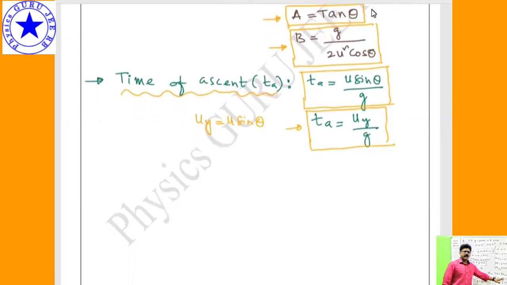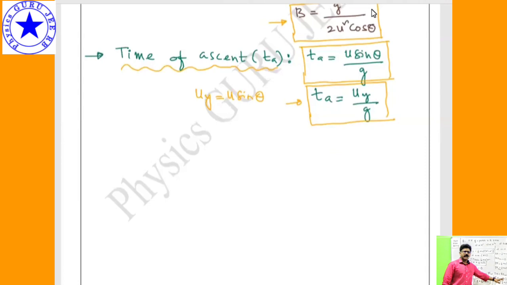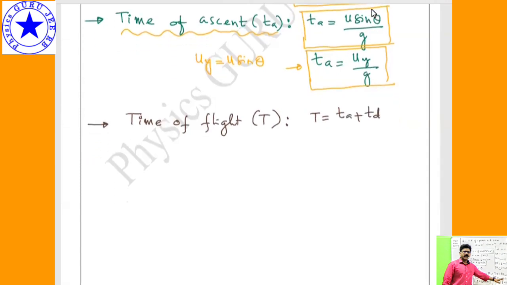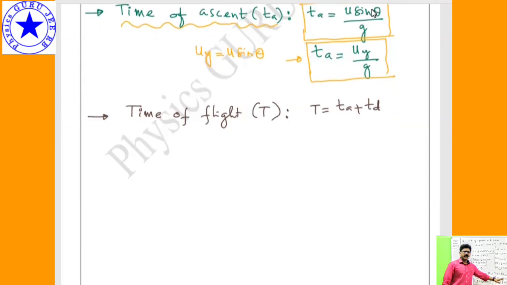Fine. Next, what we discussed is time of flight. Time of flight is denoted by capital T. Capital T is equal to time of ascent plus time of descent. Time taken to reach the maximum height is time of ascent. Time of descent is the time taken to reach the ground from maximum height.